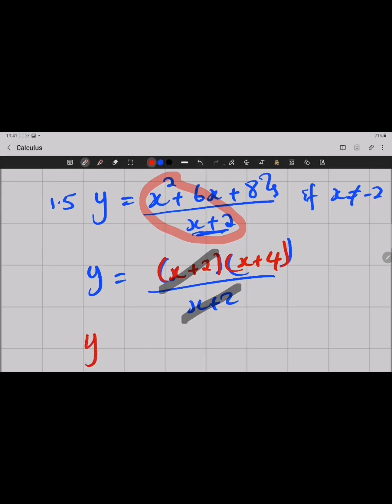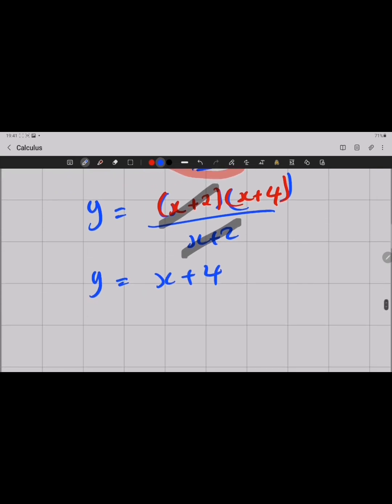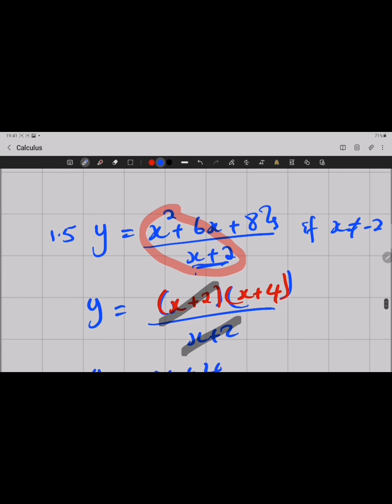y equal to x plus 4. Which is good news because now you can derive this easily. It will give us just a 1. Important step, if you've got 2 terms in the denominator, it is a hint that you must factorize the numerator.